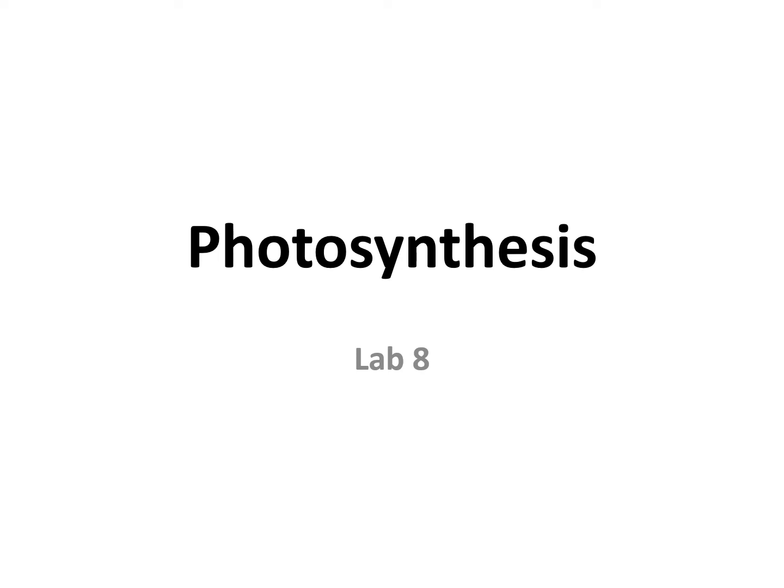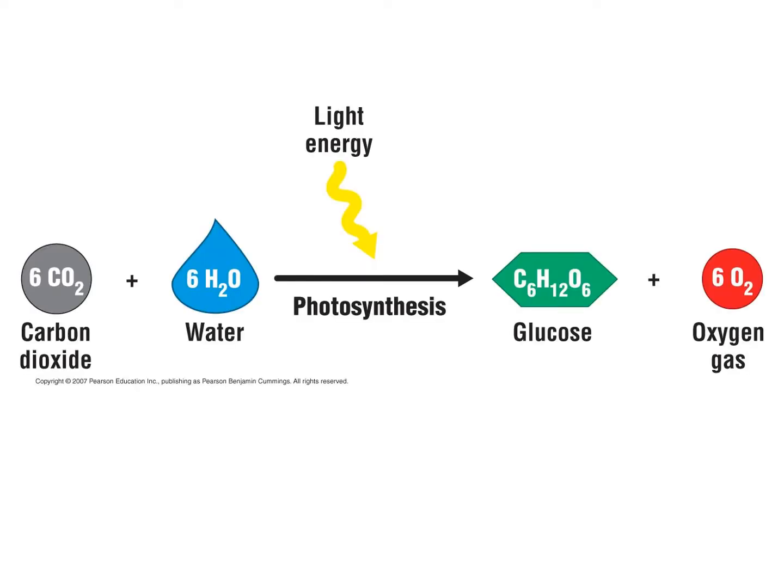This is the Bio 104 PowerPoint for Lab 8 on photosynthesis. The important thing for lab is knowing the overall equation for photosynthesis. This is how we're going to evaluate if this process is occurring or not. So knowing the reactants and the products allows you to determine if the process is occurring.